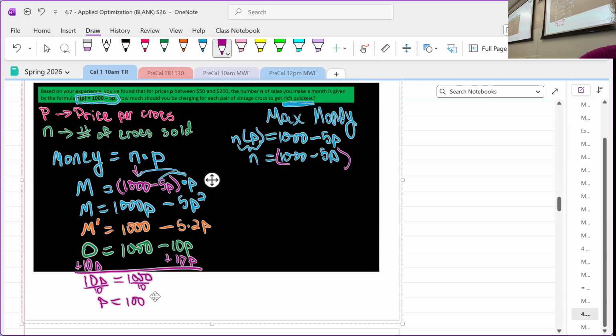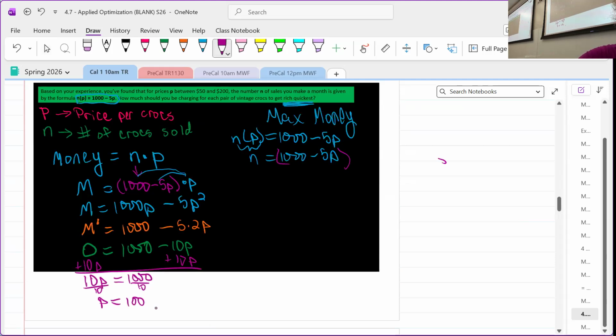Now, when I finish, I like to go back and check this with the units, what I described the variables as. So my 100 here, is that how many Crocs I'm selling, or is that the price per Croc? That's the price per Croc, because it was P and we said P was the price. So P equals $100 per Croc.